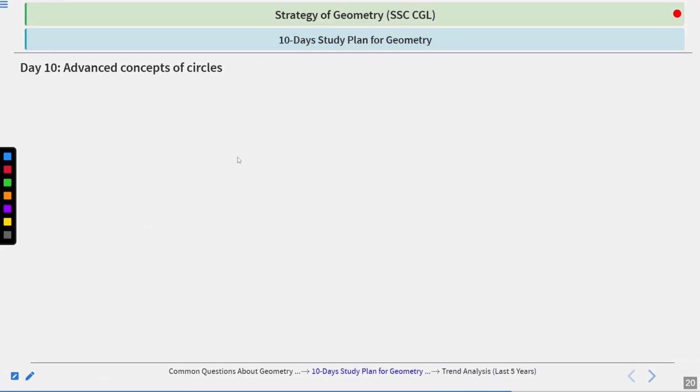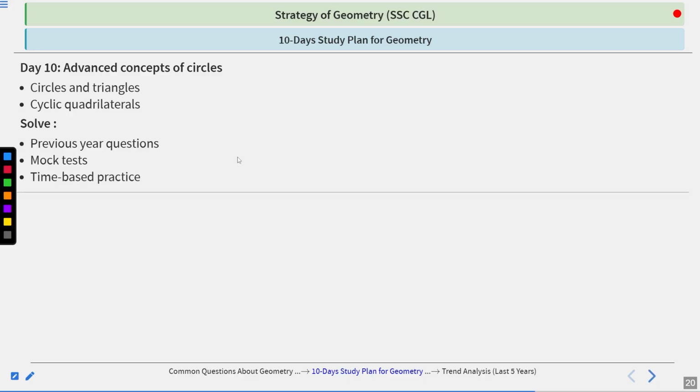On day 10, you can work on the advanced concepts of the circle and triangles based questions, cyclic quadrilateral based questions, and try to solve previous year questions. Mock test. This is very important. Give the mock test in a given time period and do time based practice. You need to try to solve one question in 1 minute.